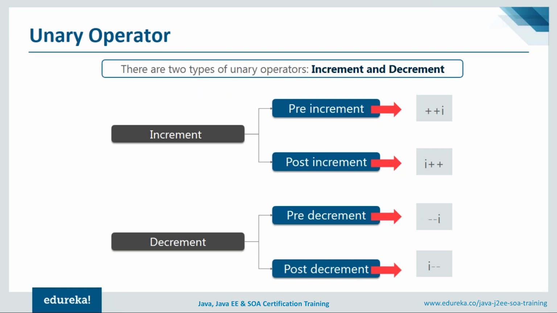Now, when does the increase or decrease happen? Either I perform an increase before I go on to do any other operation, which is pre-increment, or I perform the operation I want and then I increment the value that is needed. So let's take an example to understand this. Let me write it down for you here.